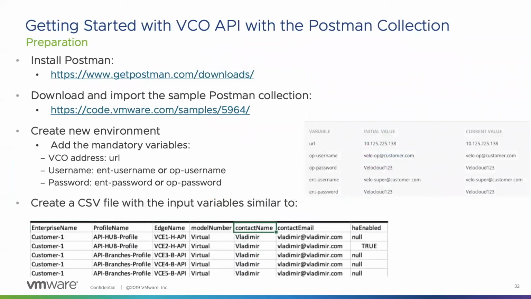I had a slide here on how you would go about setting this up. You basically install Postman, download the collection, and create a new environment. Environments are like predefined variables that can be used when you're running it. So here, mandatory would be the URL or the IP of the VCO and a username, right? And then you might need to use an operator or enterprise. And again, the file that's going to be inputting the variables.